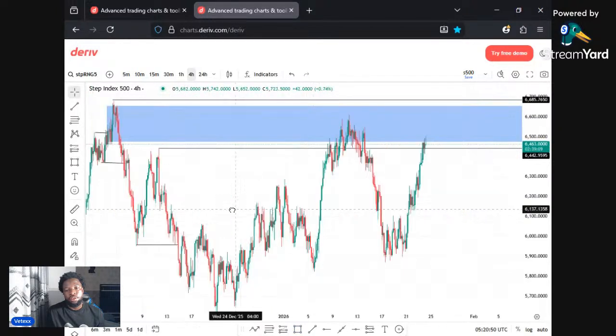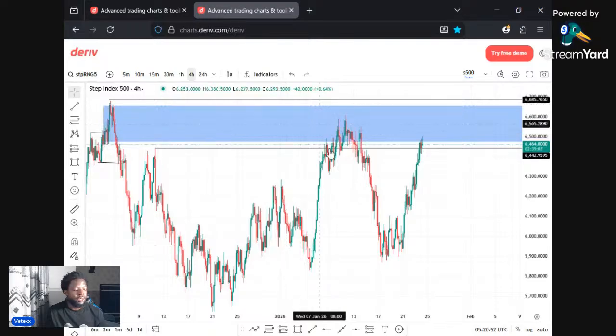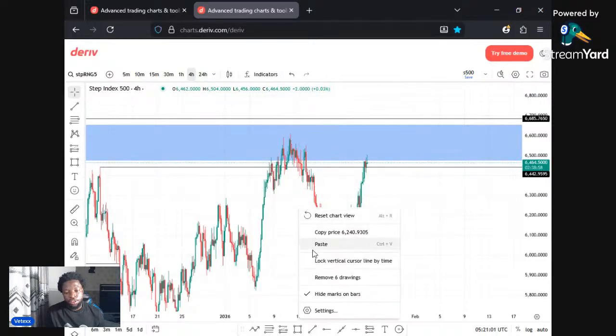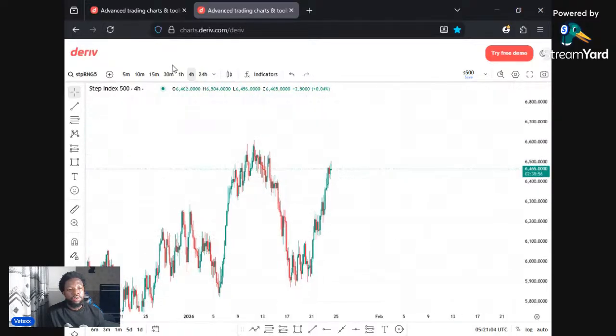direction. You can see it's tapped into this POI after taking out the structural liquidity, and it's continuing to the opposite direction. Now, price is doing something very important that we need to look into. Okay, now let's check it out. All right, now let's go to the 1 hour time frame and see what price is trying to do here.